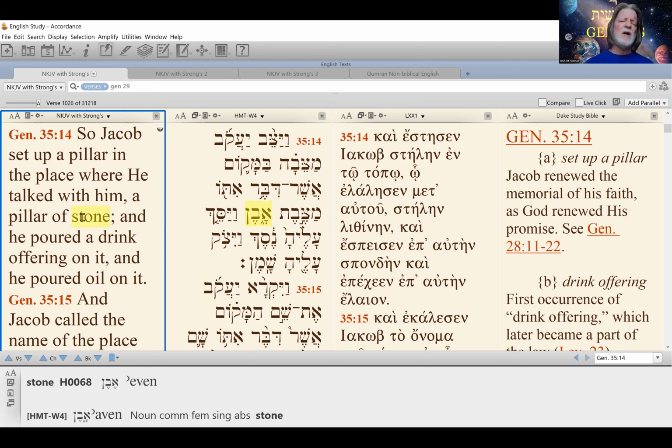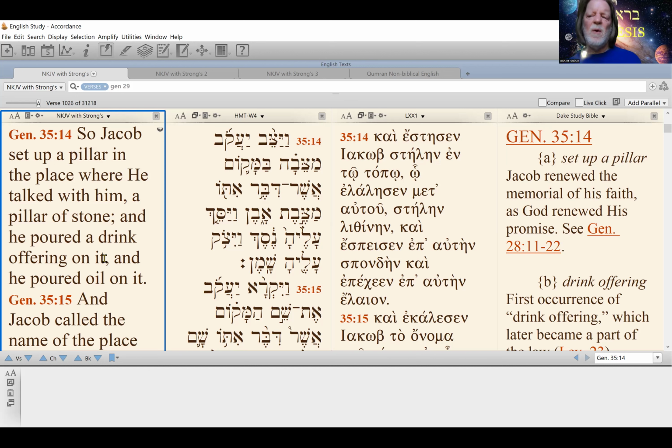See, I was right, but not a carved stone, like a stack of stone. And he poured a drink offering upon it. Now, when sacrifices were made in biblical times, of course, this wasn't legislated until the law of Moses. Once the law of Moses came into being, then God's people knew exactly how they were supposed to sacrifice to him, what kind of animals, what kinds of things were acceptable.